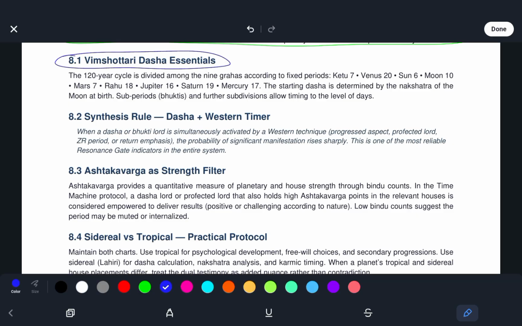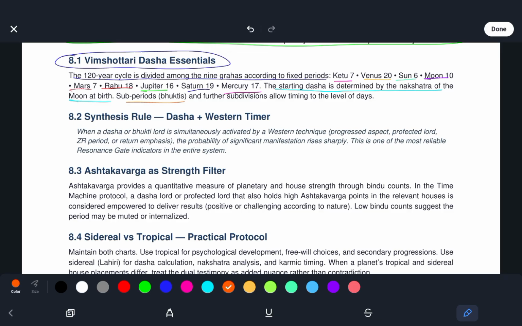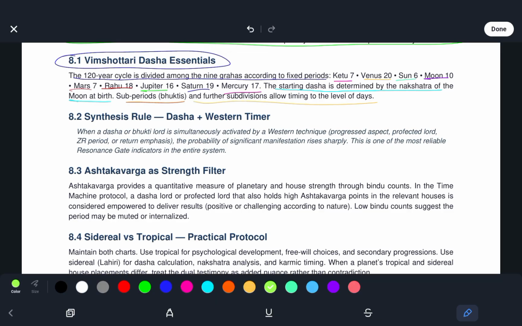Vimshottari Dasha essentials. The 120-year cycle is divided among the 9 grahas according to fixed periods: Ketu 7, Venus 20, Sun 6, Moon 10, Mars 7, Rahu 18, Jupiter 16, Saturn 19, Mercury 17. The starting dasha is determined by the nakshatra of the Moon at birth. Subperiods, or bhuktis, and further subdivisions allow timing to the level of days.